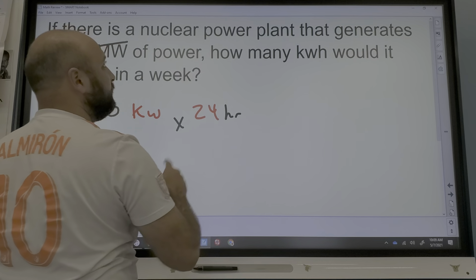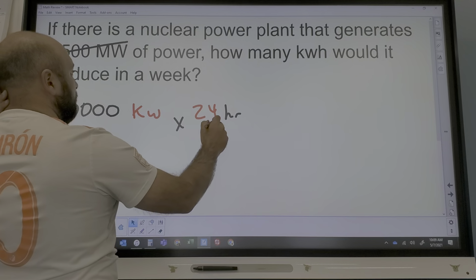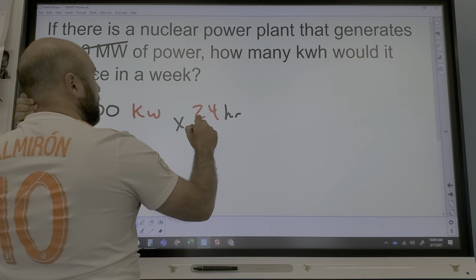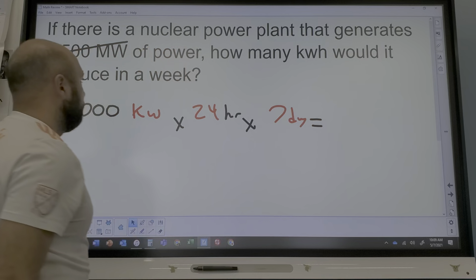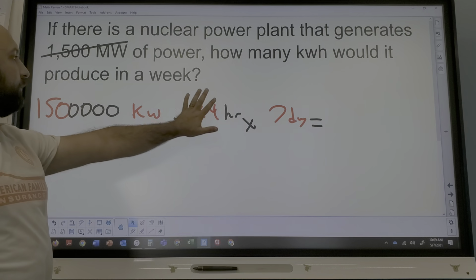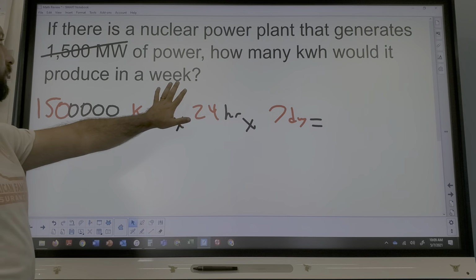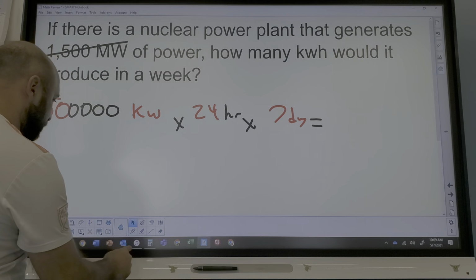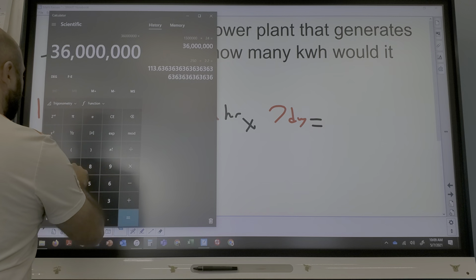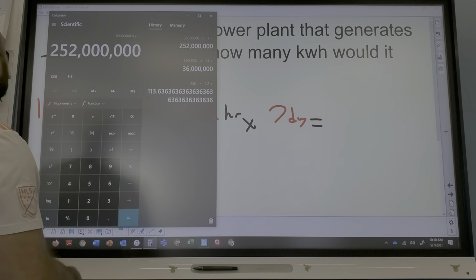But here's the problem. I also want it to be, that's how much in a day. How about the week though? So that's in a day. Then I can do it to a week by multiplying by 7, because there's 7 days in a week. So how much in an hour? Do that over 24 hours. That would be the amount there. And then over 7 days, multiply by 7.